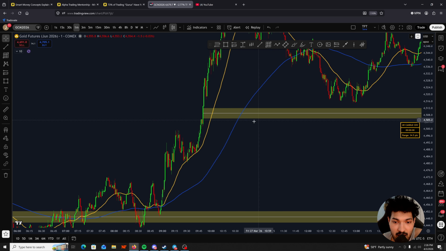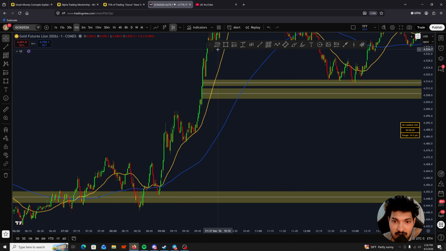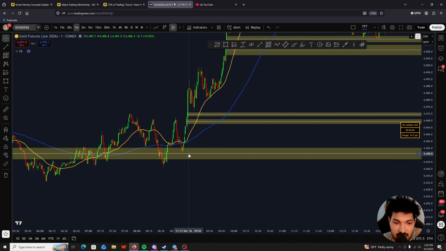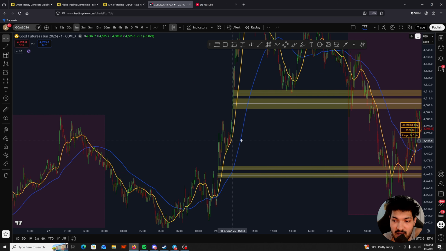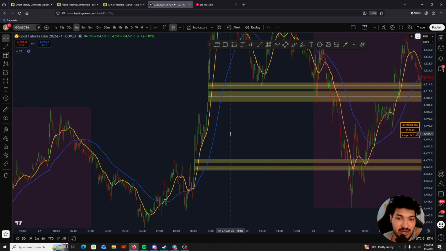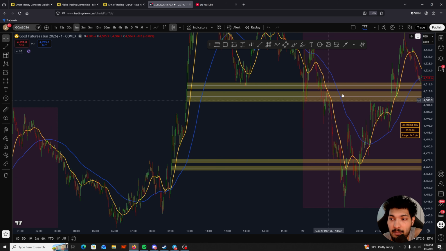You could also say we have one right here like this, and then there's a bunch of smaller ones here, 1 2 3 4, and then we have one right here, and then one right here like this, and yeah, that's pretty much all it is. We have all these imbalances. We have a couple more actually, but I'm just trying to give you the gist of it, right? On how to mark these out.